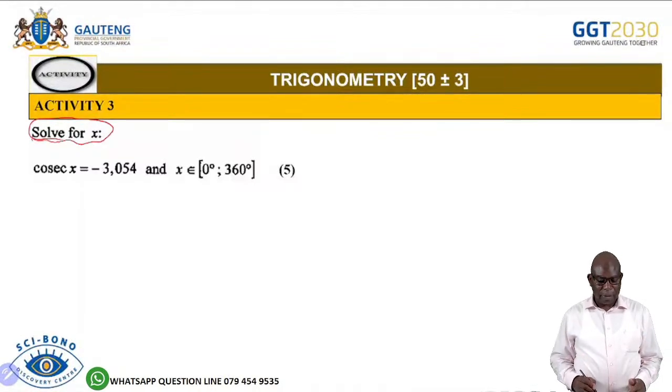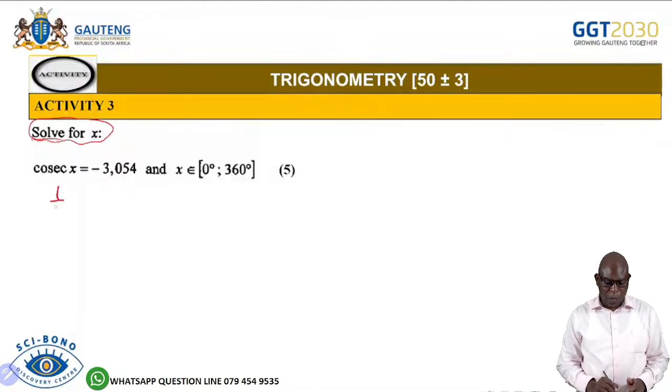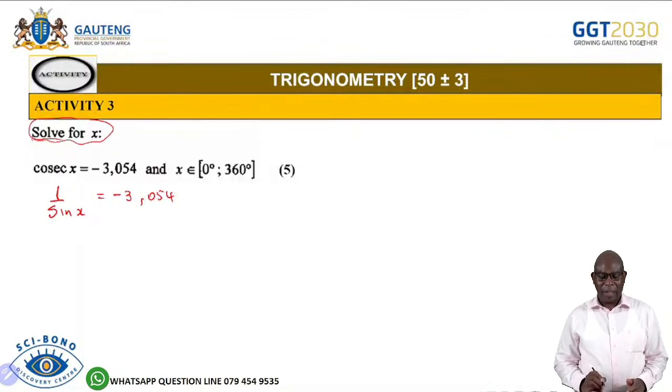Right, welcome back, and I hope and trust you've done that question. Now let's look at it. The cosec of x, we know cosec, we change it to what? To 1 over sine of x. So which is the same as negative 3,054. But I want to write down sine on its own. So I'll have the sine of x is equal to 1 over 3,054 with a negative sign also.